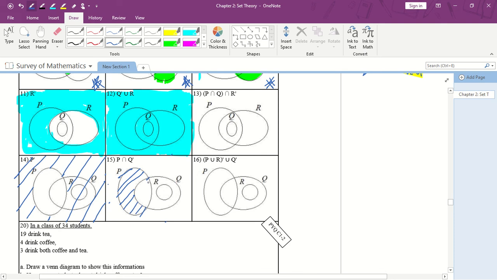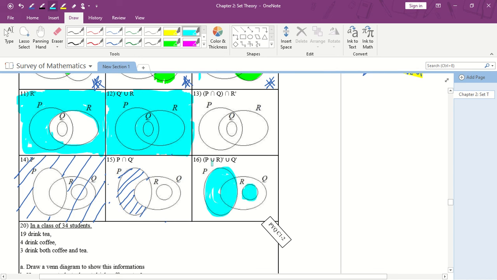Okay, good. And the last question for this type of questions. P union R, the whole thing complement, union Q complement. Of course, we do the parenthesis first, which is P union R prime. P union R is this region right here. Okay, let me just show you. P union R is this region and this region.